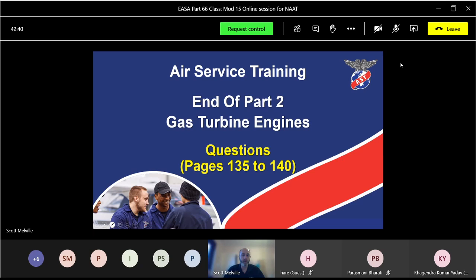Or what should ensure always hits first? Is it the engine maximum stop first, or the throttle in the cockpit stop first? Always the engine. We always make sure that when you move that lever in the cockpit forward, the maximum throttle stop on the engine should always hit first.